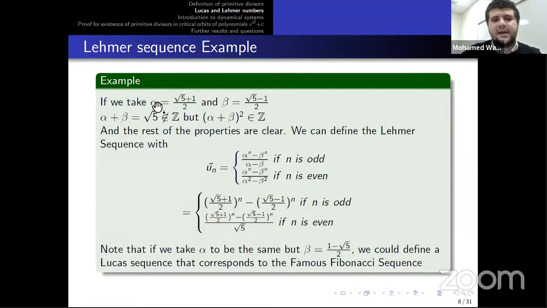Quick example, we can take alpha and beta as follows. The sum now is not in Z, but the square is equal to 5. So that's in Z. We can check all of the other conditions, so we can define the Lehmer sequence as follows. And a quick note: if we take beta to be 1 minus square root 5 over 2, not square root 5 minus 1, so negative this beta, in that case, the sum will be in Z, which will be 1. With that, we can define the Lucas sequence, and that Lucas sequence can be checked to be the Fibonacci sequence.